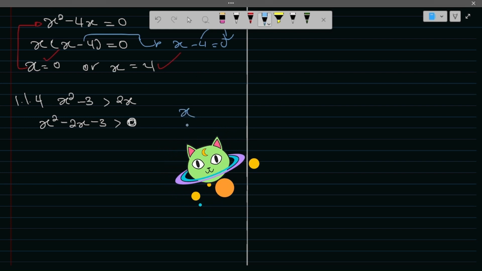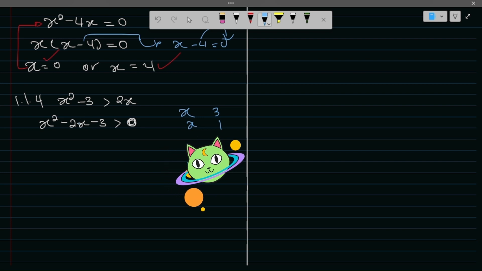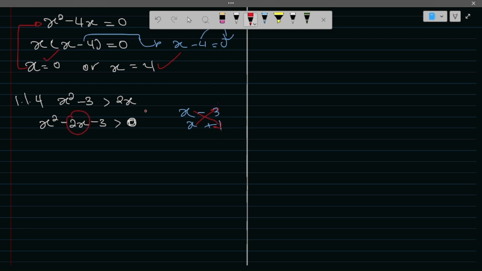You take x and then it's x, right? Look for the multiples of 3. It's going to be 3 and 1. Multiples of 3 that when you add or multiply, they're going to give you the middle value, right? It's going to be x minus 3, x plus 1. Because if you multiply x by minus 3, it's going to be minus 3x, and if you multiply x by 1, it's going to be x. So minus 3x plus x, which is minus 2x, right? And then minus 3 times 1 is minus 3. It's easy grade 10 stuff, guys.